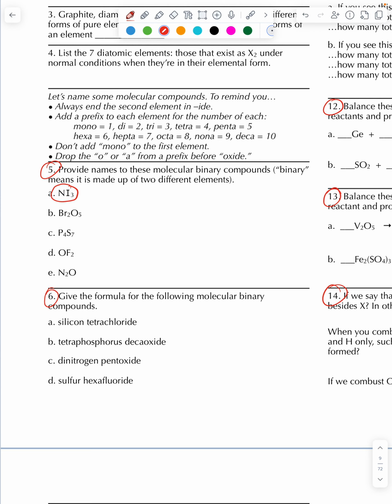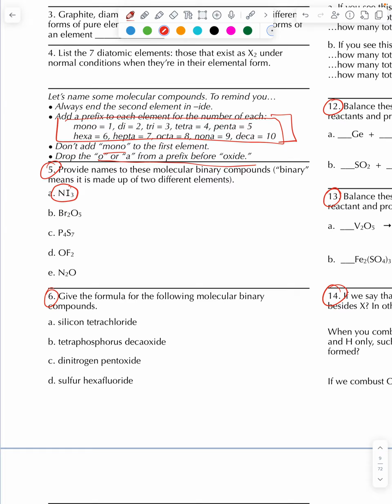So what you do, the rules are, you just name the two elements, always ending the second element in "ide." Always. Yeah, I know the ionic compounds, we sometimes didn't change it to "ide," but that's ionic compounds. And then you need to use one of these prefixes, which you'll write down on your cheat sheets, to say how many of each element you have. But the two special rules, you don't say mono if there's only one of the first element. If the second element, there's only one of it, then you do say mono. And then the rule is you drop the O or the A from the Greek prefix. I think most of those are Greek.